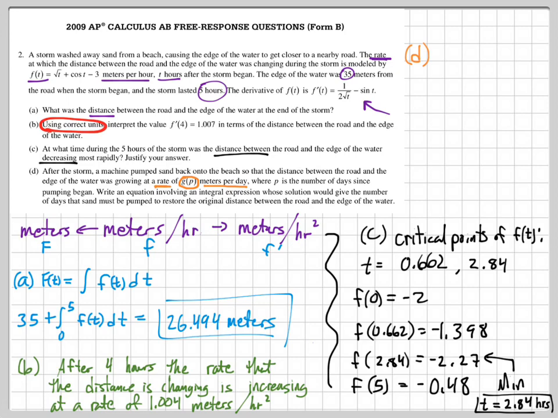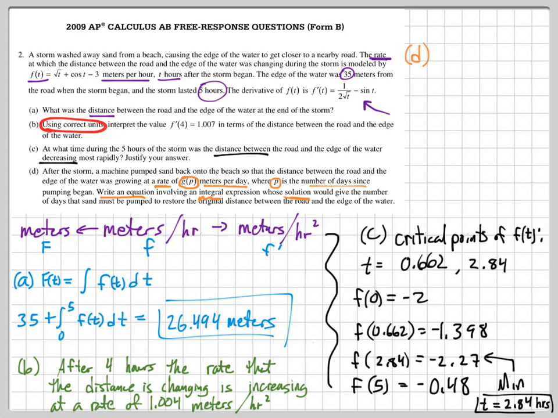And then the problem defines what P is. P is the number of days, so that's like t, but this time they're using P because they can't use t. They already used it. The question says, write an equation involving an integral expression, so we know we're going to have an integral, whose solution would give the number of days that the sand must be pumped to restore the original distance between the road and the edge of the water.